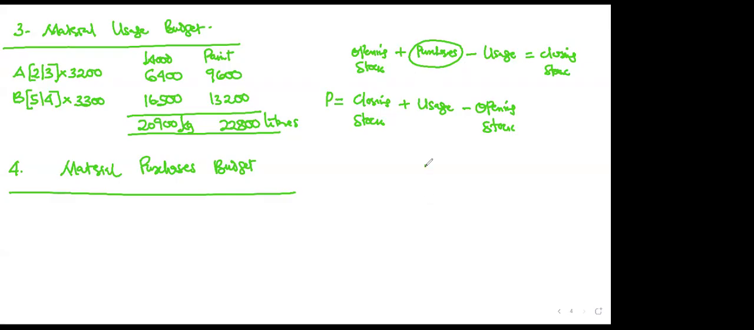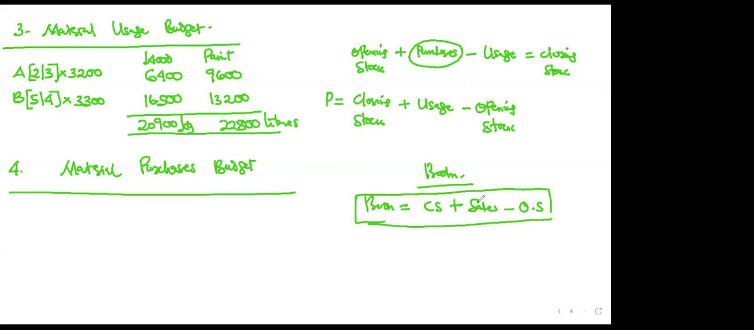Just like the production. You can always remember from the production. Production is equal to closing stock plus sales, minus opening stock. This is the formula we use for production. The reason why we use sales here is that the goods, when we produce them, we will sell them.